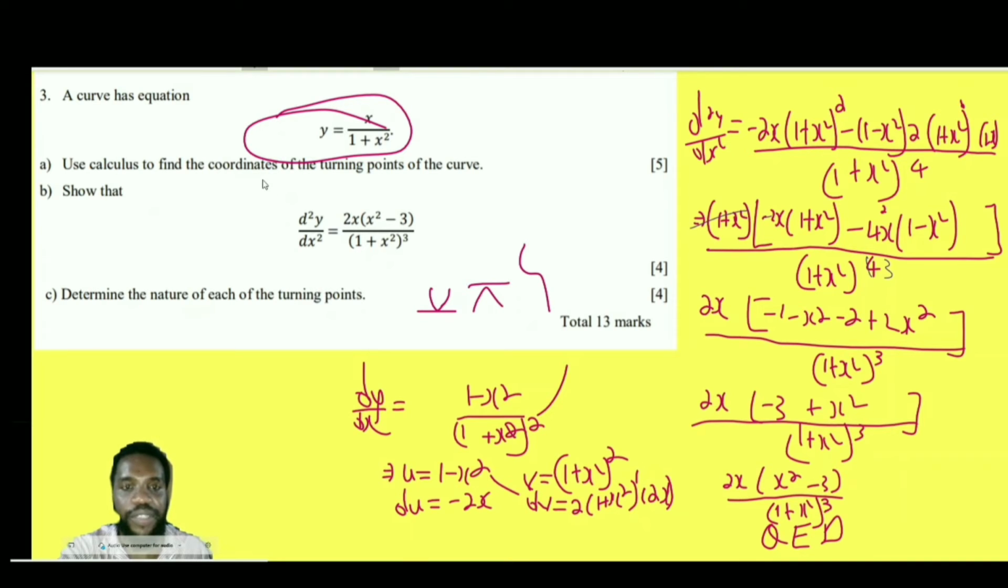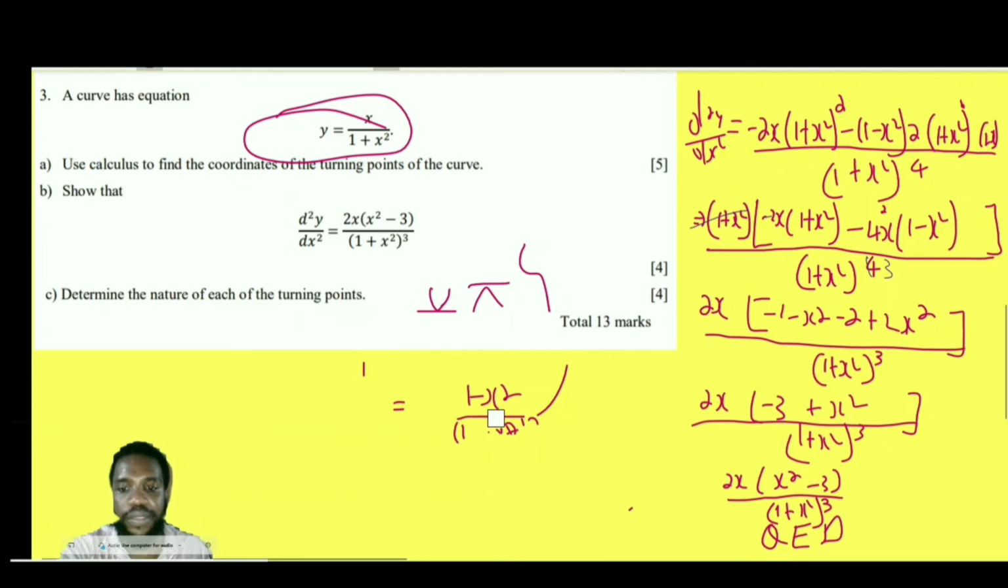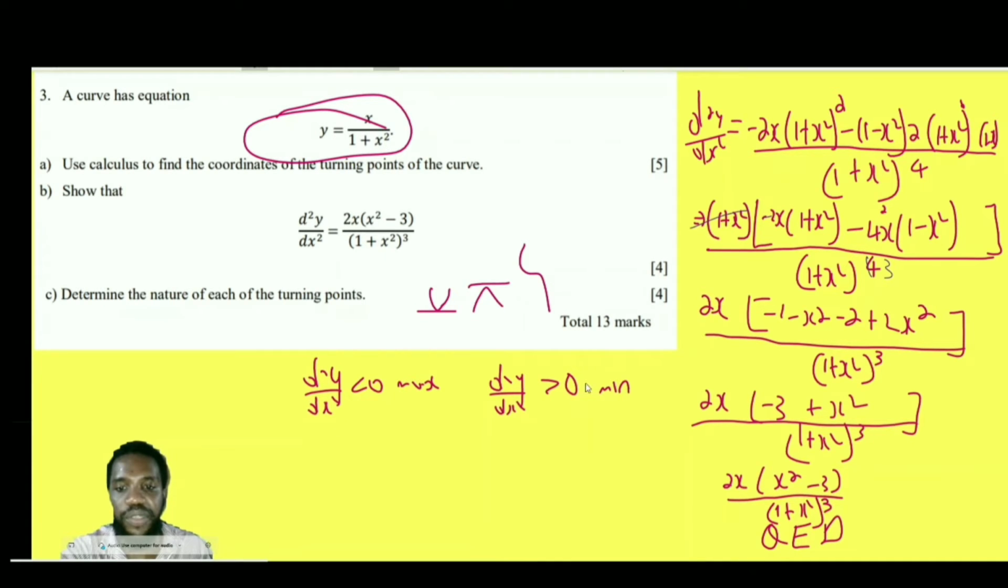Now part C says determine the nature of the turning point. There are different ways of finding the nature of the turning point. You can test a point to the left and the right in the gradient function and use that, or you can find a second derivative and plug it in. How does it work? We know that if d squared y over dx squared is less than 0, we have a maximum turning point, and if d squared y over dx squared is greater than 0, we have a minimum turning point.